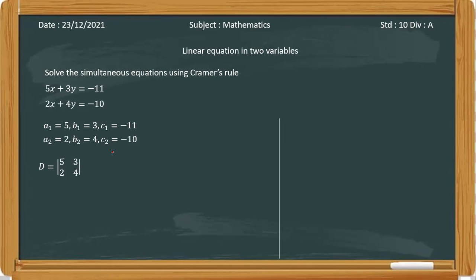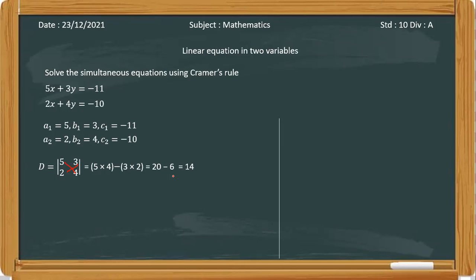Okay. So how are we going to find the determinant? We will cross multiply these numbers and subtract them. So we get 5 multiplied by 4 and 3 multiplied by 2, which is 20 minus 6. So d is equal to 14.